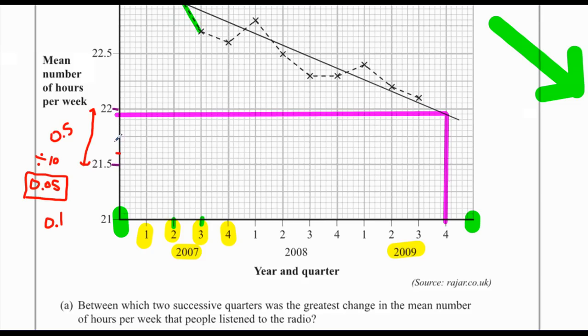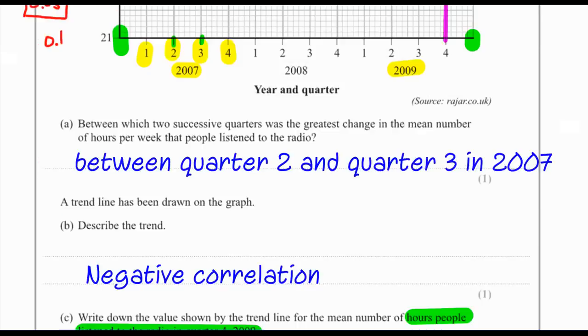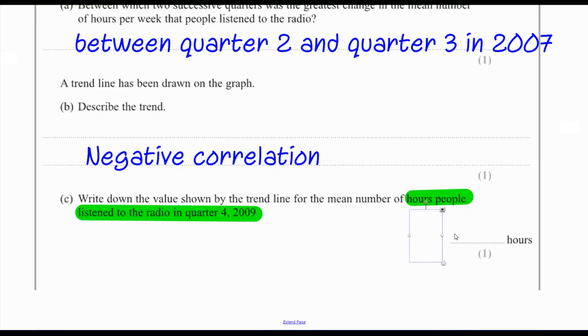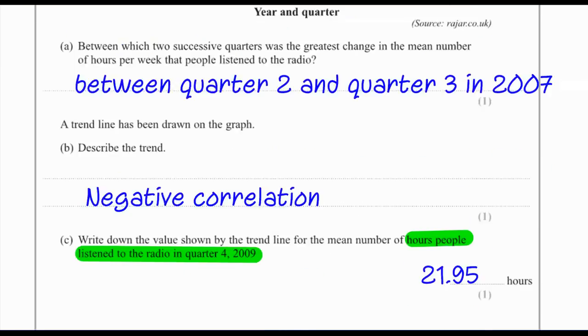21.5, 21.6, 21.7, 21.8, 21.9, and then 22. So the answer we're searching for is between 21.9 and 22. So that is going to be 21.95, and that's going to be your answer. 21.95 hours. Okay.